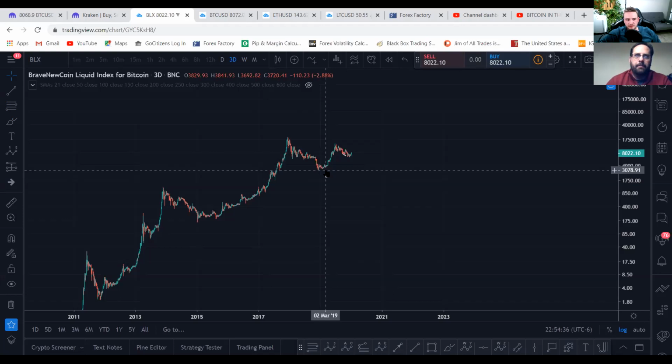I guess this is my rationale for how it's going to get to $1 million, if the Fibs are showing that on the chart. So that's a possible rationale.